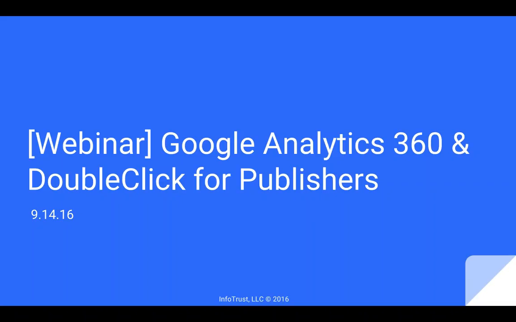When I'm talking about Google Analytics 360, instead of having to say that the entire time, I'll abbreviate it to GA360. And instead of saying DoubleClick for publishers, I'll just call it DFP. Just so we're on the same page, I don't want to lose you there.